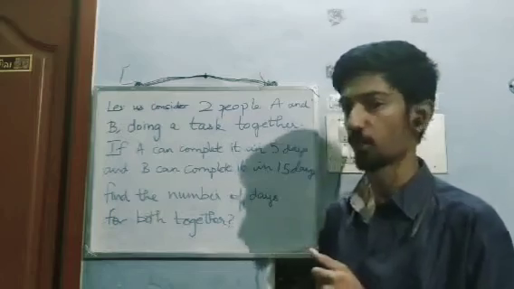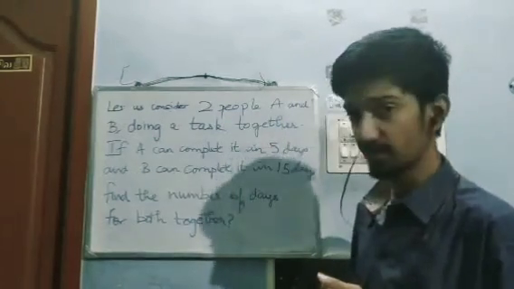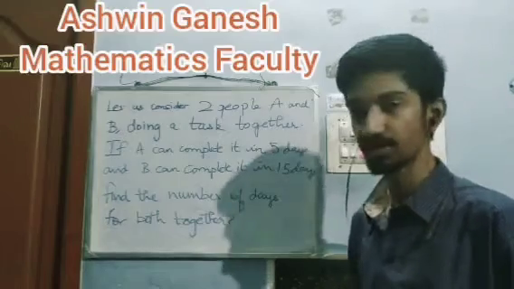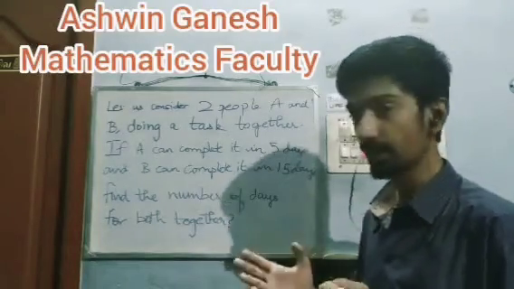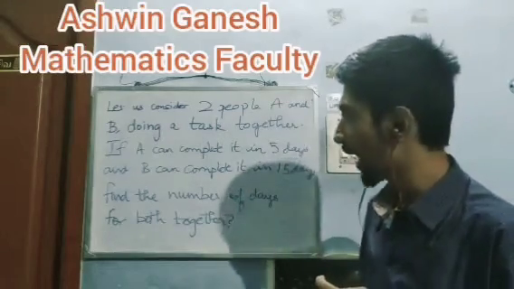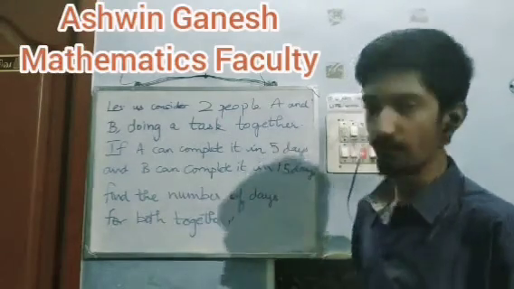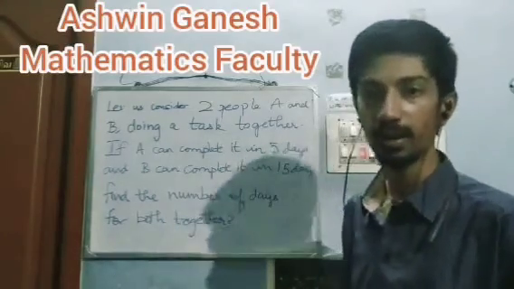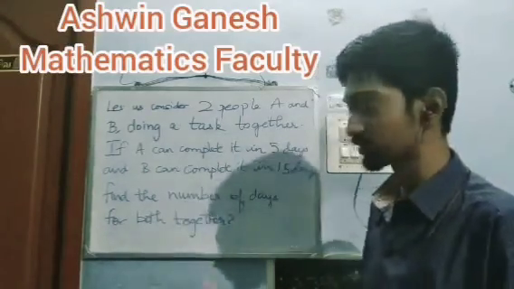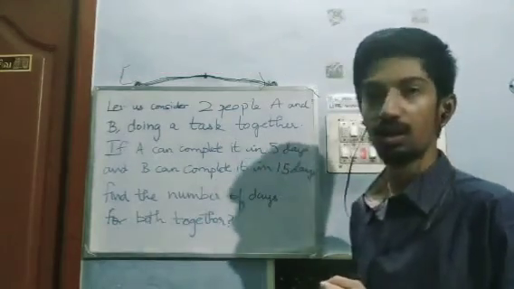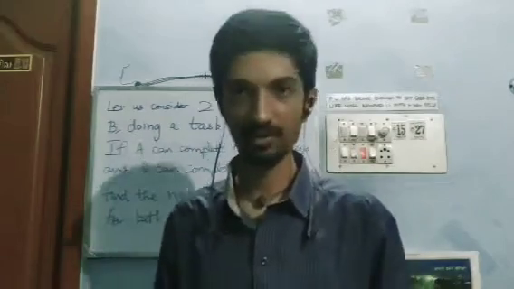So let's read this problem. Let us consider two people A and B doing a task together. If A can complete it in 5 days individually and B can complete it in 15 days, find the number of days that they will take doing it together. So you must have understood this question. The wording is very simple and there's a very simple logic behind this.